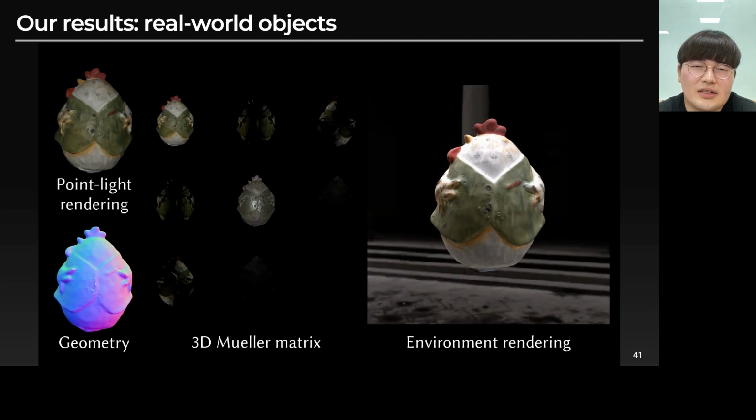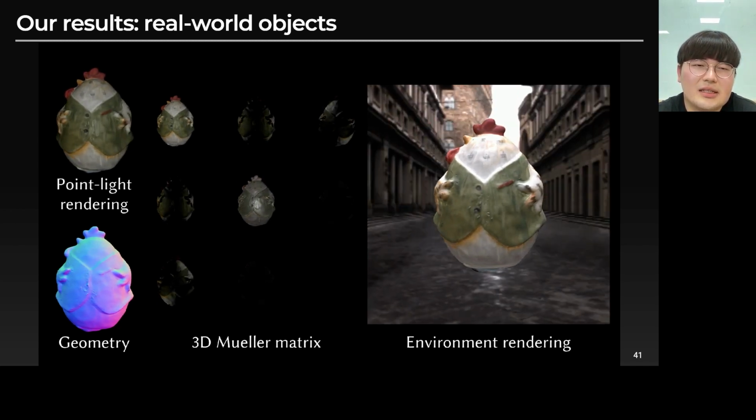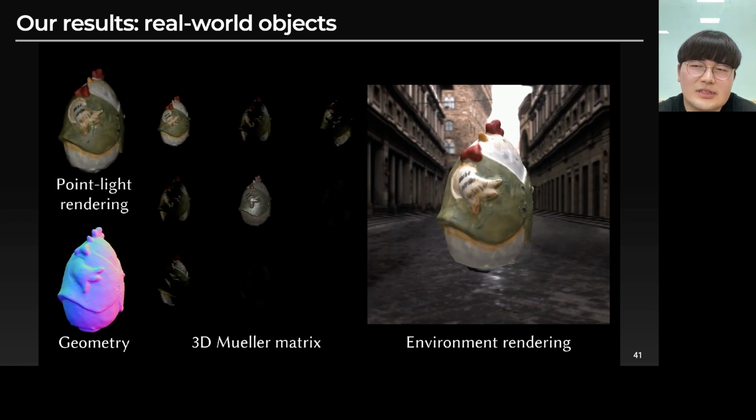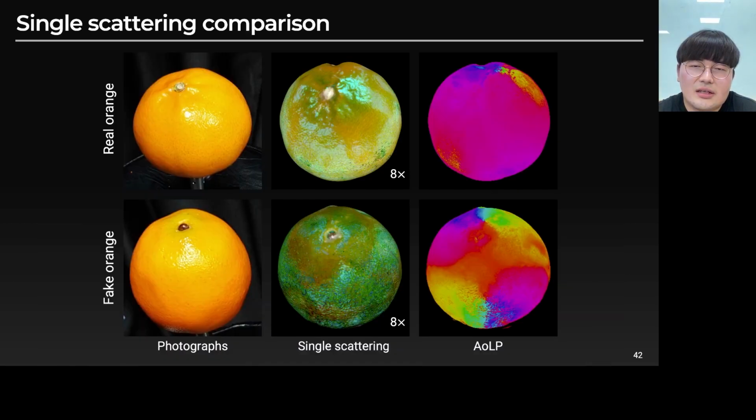Here is the other result. The chicken figure is covered with matte paint and it has bumpy structures on the surfaces from wood texture. It presents strong single scattering. Here we compare single scattering and angle of linear polarization for a real and fake orange. Despite their similar appearance, polarimetric information allows us to distinguish them.